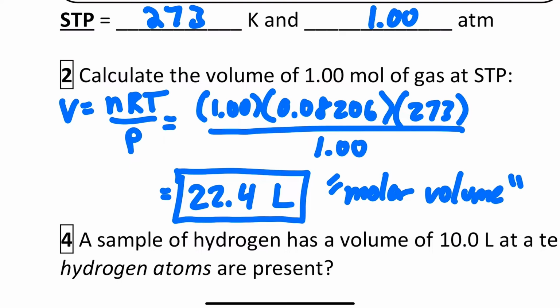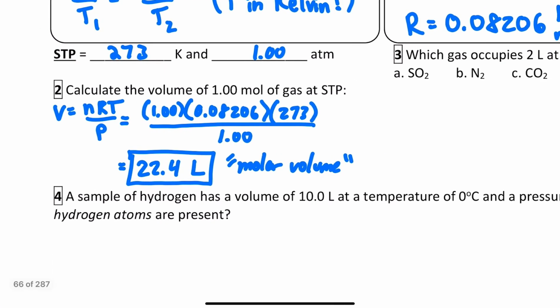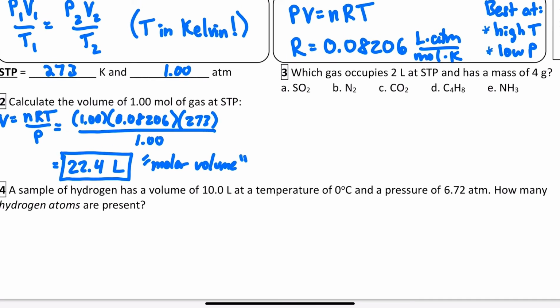All that matters is how many moles we have of it, what pressure it is, and what temperature it is. That lets us get to the volume. Speaking of the identity, that's the very next question. How could we get the identity of a gas? This is multiple choice. Which of these 5 gases would occupy a volume of 2 liters at this standard temperature and pressure and have a mass of 4 grams?